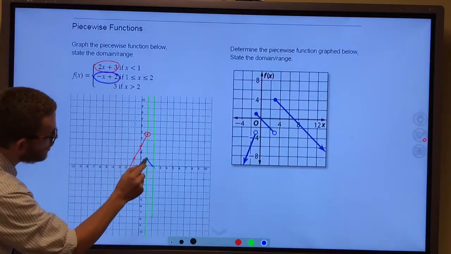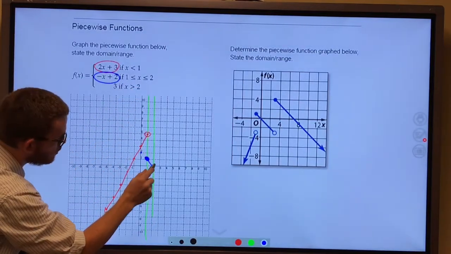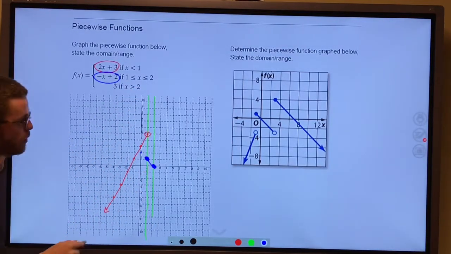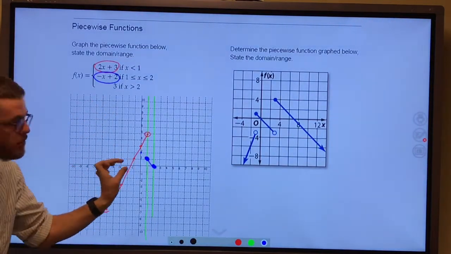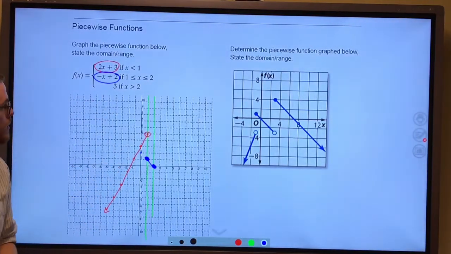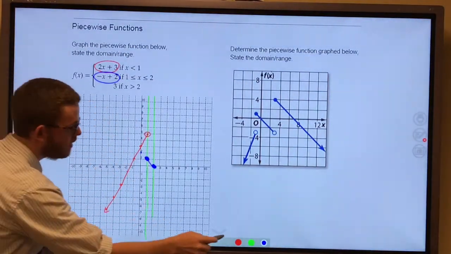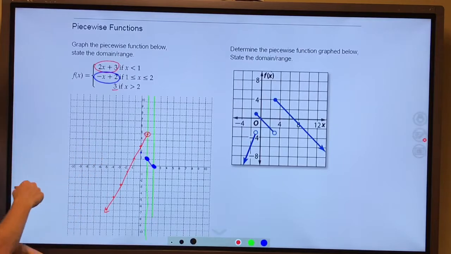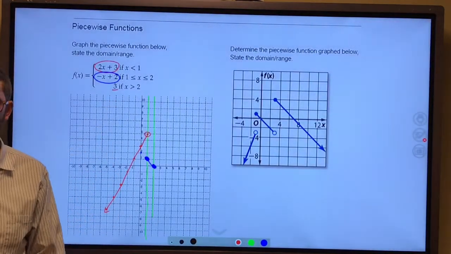We can equal 1, so I'm going to make sure this is a closed circle. I can equal 2, so I'm going to make sure this is a closed circle. And this is only existing in between those two pieces, in between those two x values. Finally, we have a constant of 3. The output's always going to be 3 for any x value greater than 2.